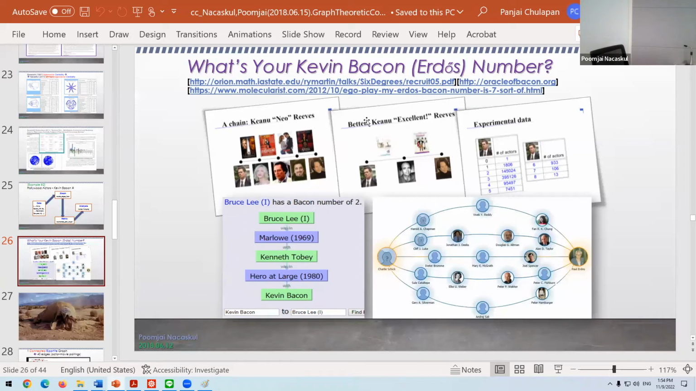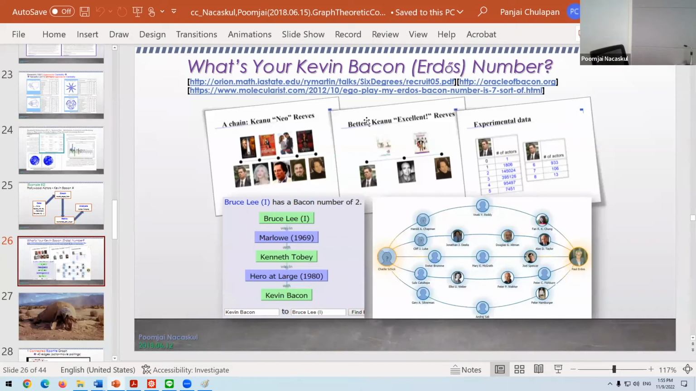Now, the Kevin Bacon number works like this. If Kevin Bacon and you acted in the same movie, you have a Kevin Bacon number of 1. If you don't act in the same movie as Kevin Bacon, but you act in the same movie as a guy who acted in the same movie as Kevin Bacon, your Kevin Bacon number is 2. In fact, we could have used this for Les Miserables yesterday, but this is the more popularly used example.